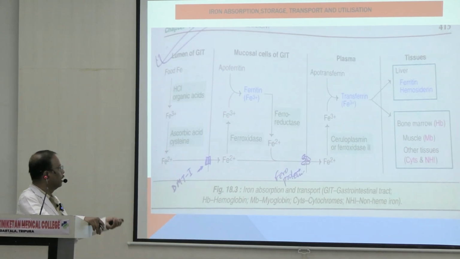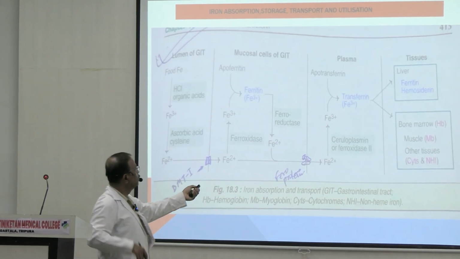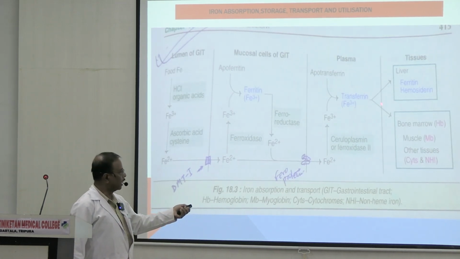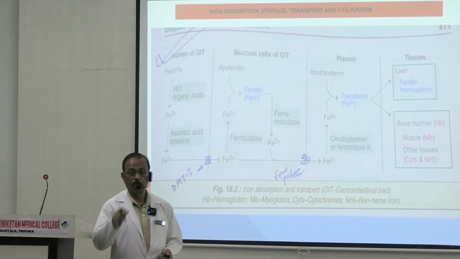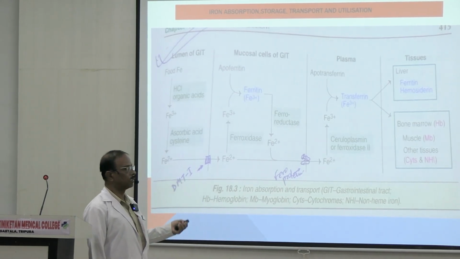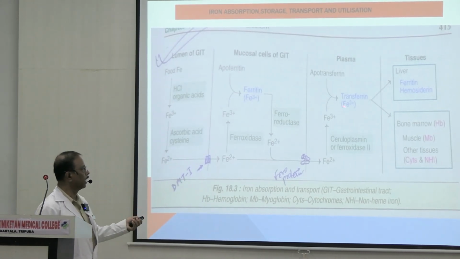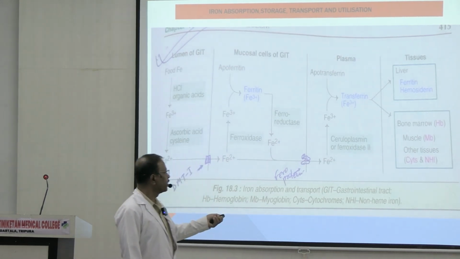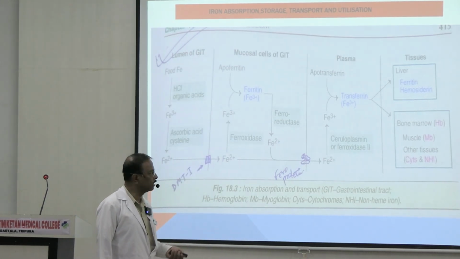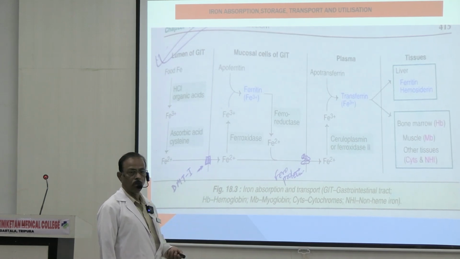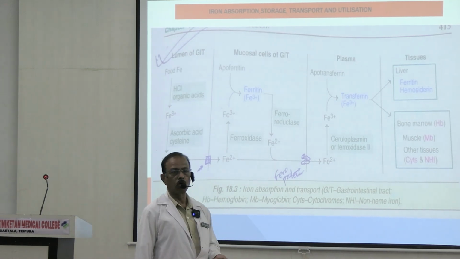Okay, and it will combine with the apotransferrin to form transferrin, and transferrin is the transport form of iron. This is the storage form, this is the transport form. Then it will be carried to the respective site of its utilization in bone marrow for hemoglobin synthesis, then muscle for myoglobin, and other tissue for synthesis of the enzyme containing heme.